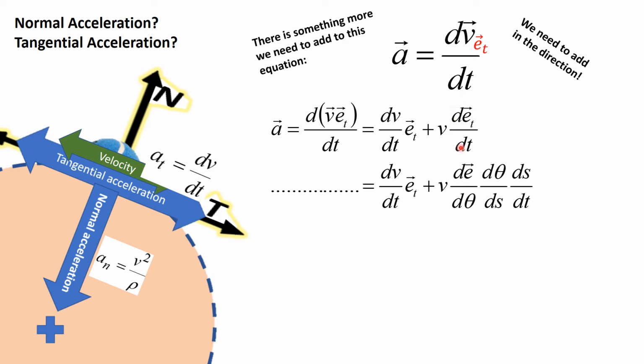What we're going to do here is another chain rule. We're going to split d e_t/dt. We're going to add some angles in there. s is like x, okay? That's the arc length. So that's the distance that's traveled. And we're going to use this chain rule for a couple different reasons. So here's all of the stuff that's in here. How is tangential direction changing with theta? Turns out it changes in the normal direction.